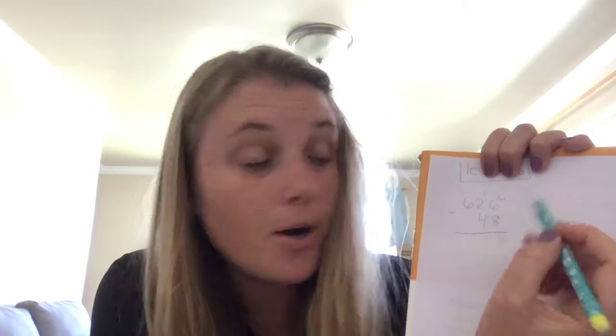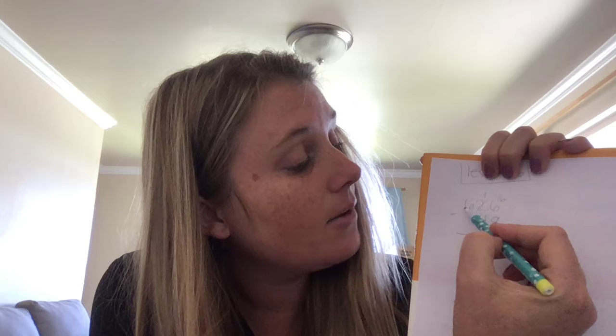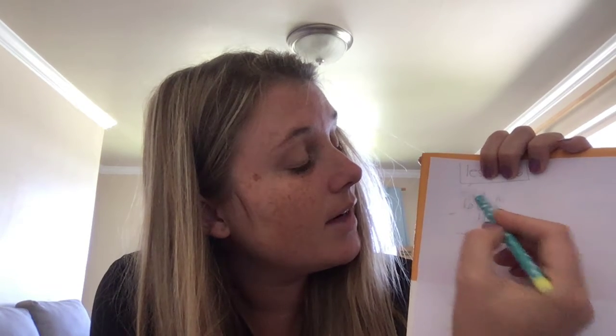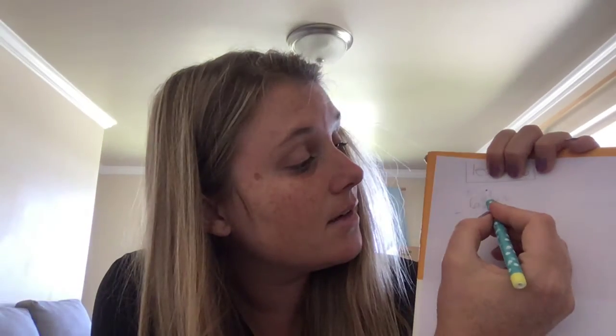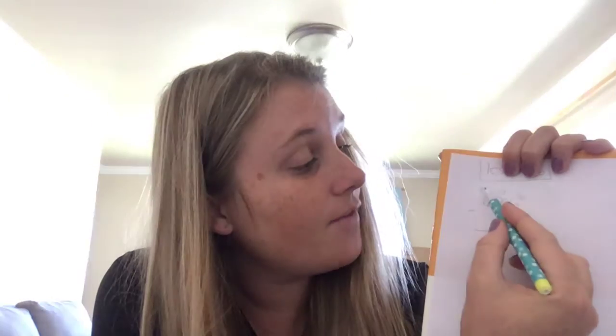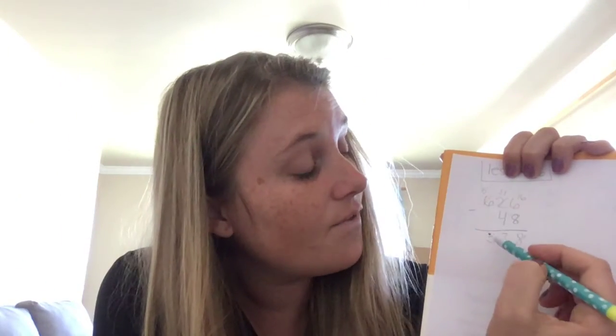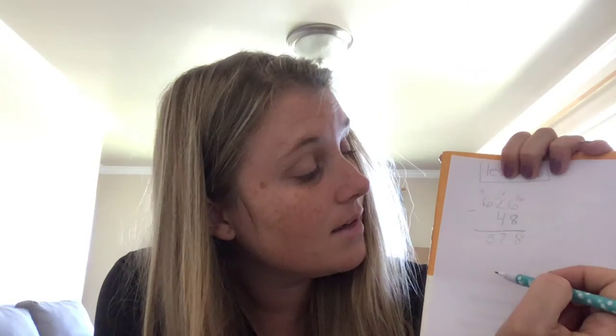1 take away 4. Can we do that? So we got to borrow. So let's come over here. This is 6 groups of 100. We need to borrow 1. So we're going to take that away and make that 5. Now we get to add a 10 to that 1. 10 plus 1 is 11. 11 take away 4 is 7. And then 5 just comes down. So our answer is 578. Okay? Do you guys remember how to do that?